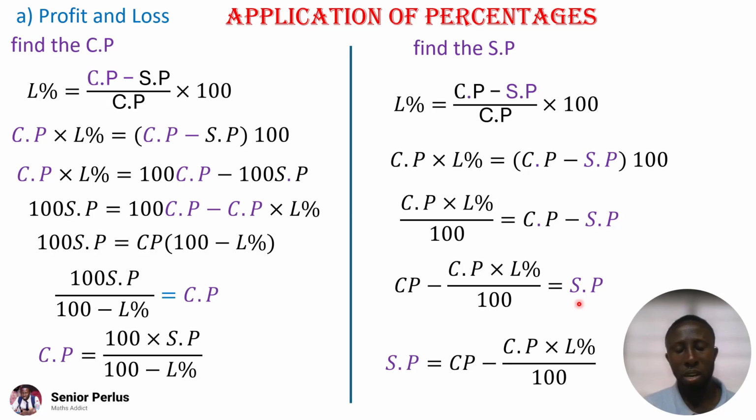So this is when you are asked to find the selling price when given the cost price and the loss. So please know these formulas. Since we are moving further, we may need them. I will not go through them, I'll just go with the formula since we know how to deduce it.